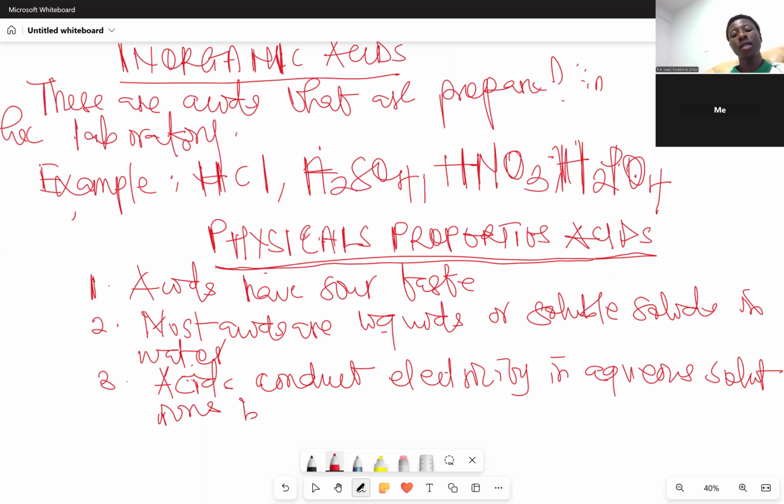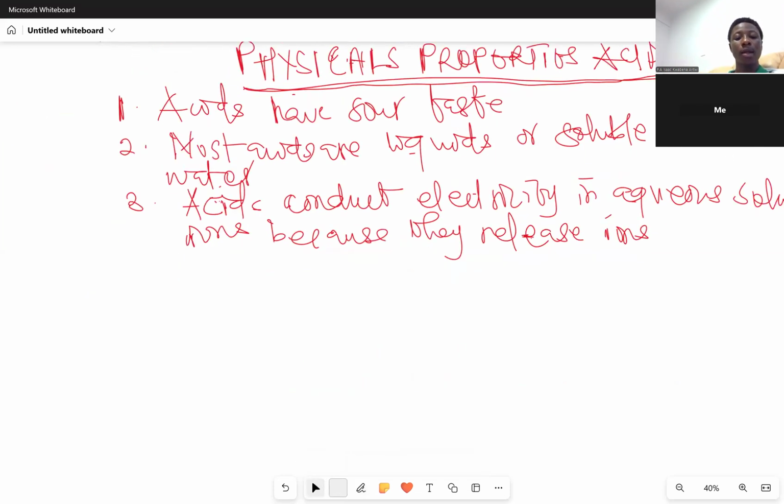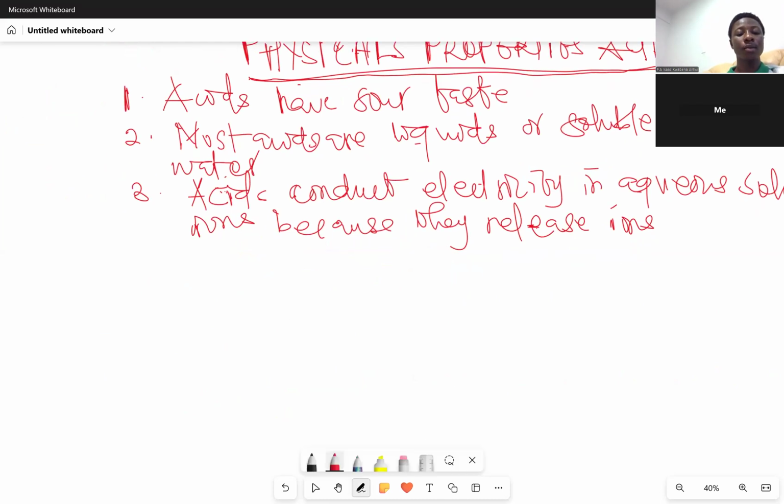Because they release ions. Another thing is how they appear on litmus.